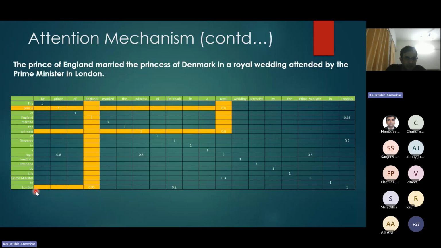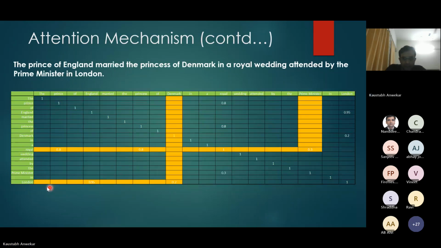Now coming back, you see prince has a very high correlation with royal. England has a very high correlation with London, whereas prime minister will have a very low correlation with royal, because prime minister is not a royal designation. Similarly, Denmark will have a very small correlation with London, because London is the capital of England, not of Denmark.